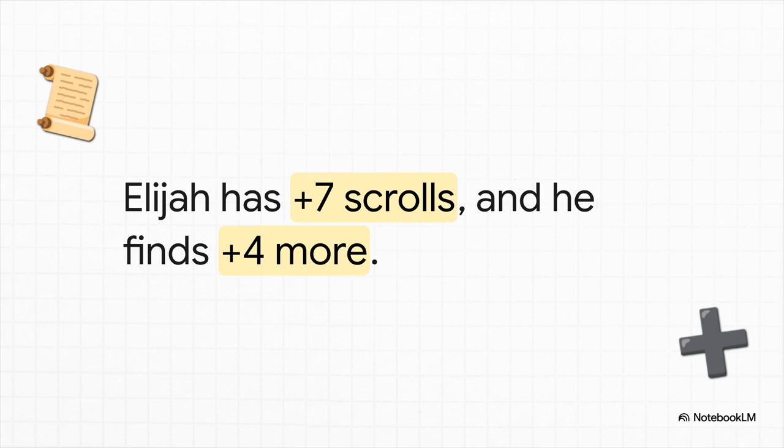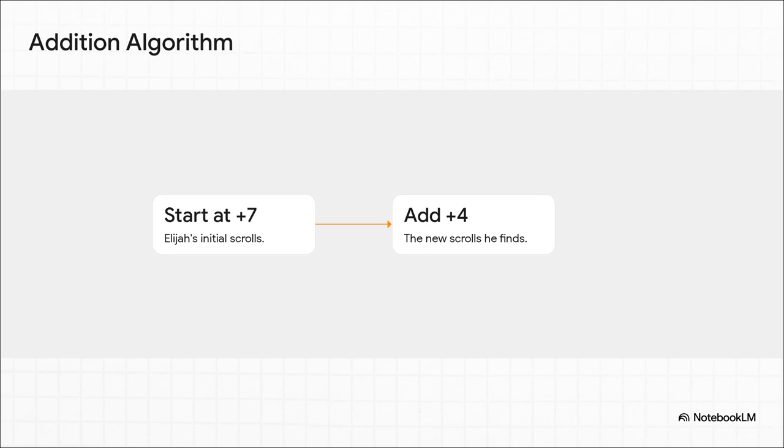A basic addition problem, but see how it's framed? It's a simple story about a guy finding some stuff. And then the lesson breaks it down into the actual math steps. Step 1, start at +7. Step 2, add +4. He's taking that little story and turning it right into the algorithm. Nice and simple. And boom, you follow the story, you follow the steps, and you get 11. Elijah has 11 scrolls. So, okay, the system works perfectly for adding 2 positive numbers. But what about when things get a little tricky? What happens when negative numbers enter the picture?